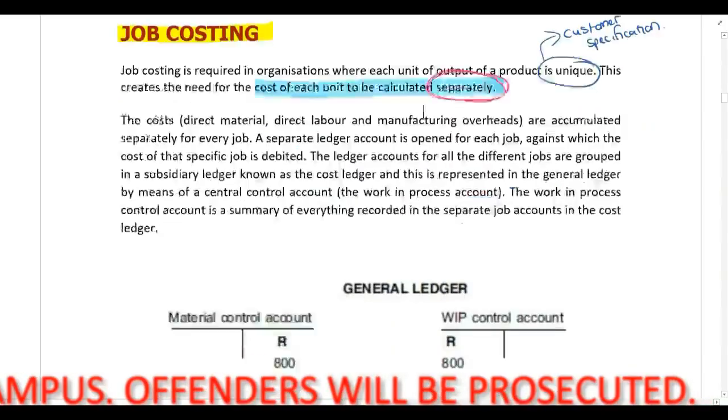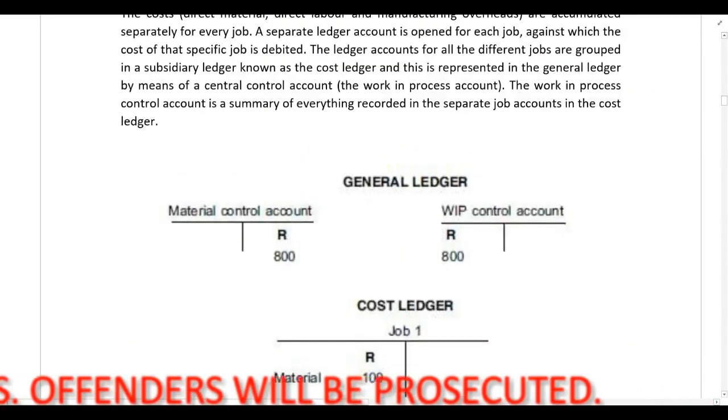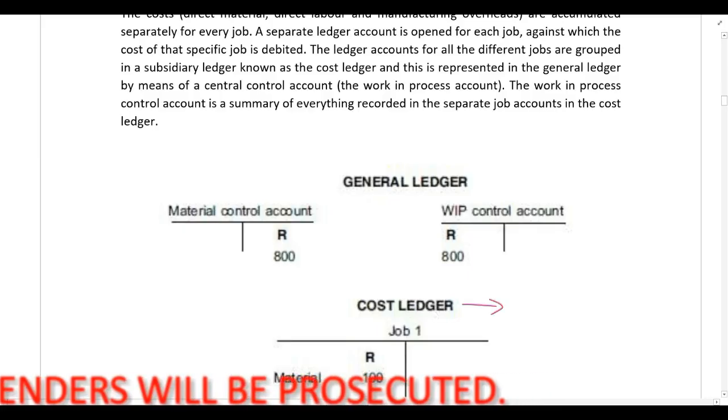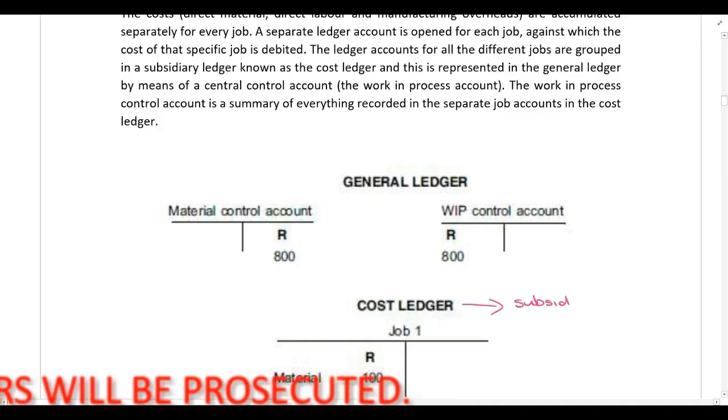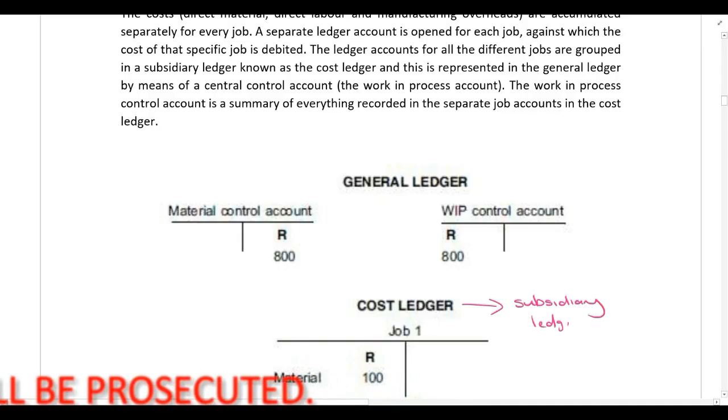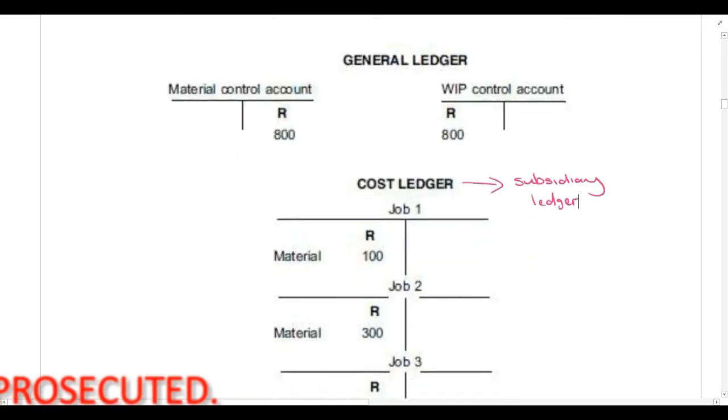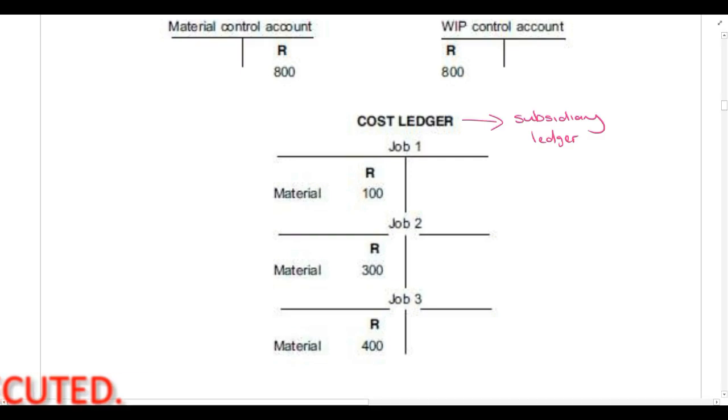You guys can see below, I've given you the general ledger and the cost ledger. This cost ledger over here is our subsidiary ledger. And you can see in this cost ledger, we have a separate subsidiary ledger for each job. Because each job is unique and each job is going to be costed separately, I have a separate account in my cost ledger for each job. For each job, I'm going to include my material, my direct labor, and my overhead costs. And I'm going to cost each of these jobs separately.